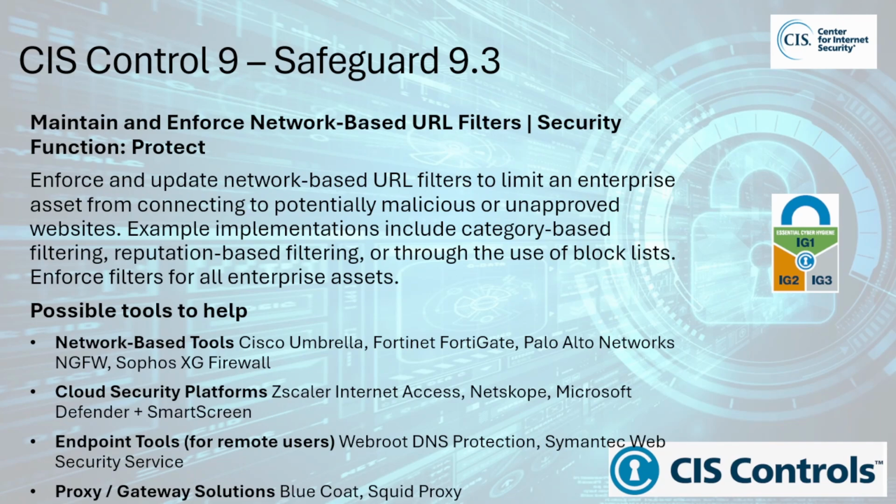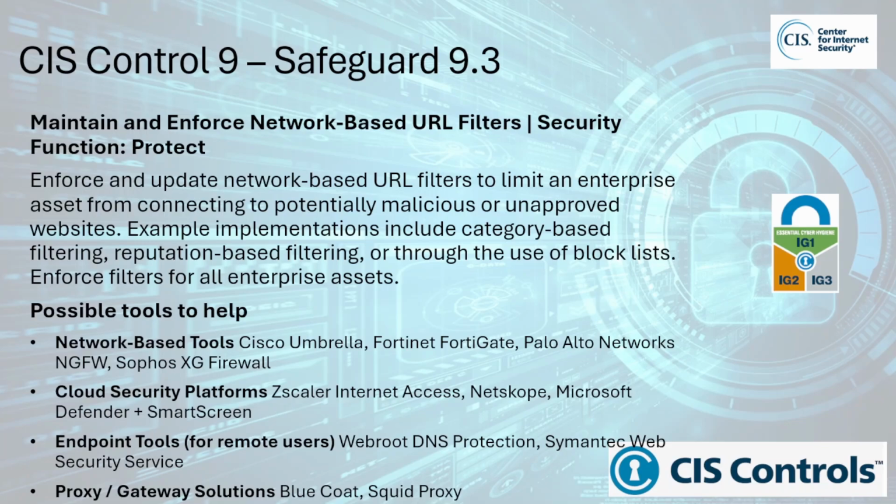Safeguard 9.3. Maintain and enforce network-based URL filters. Comes under the Protect Security function and is within Implementation Group 2. The safeguard focuses on enforcing and regularly updating URL filtering rules at the network level to prevent enterprise assets from connecting to unapproved or malicious websites.